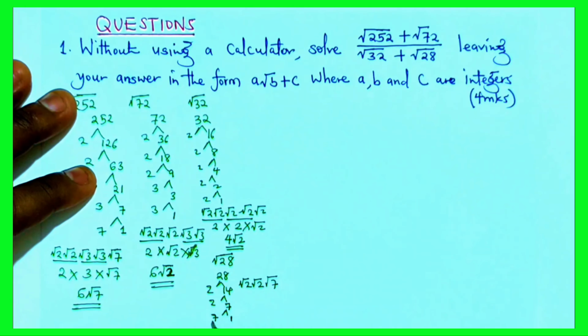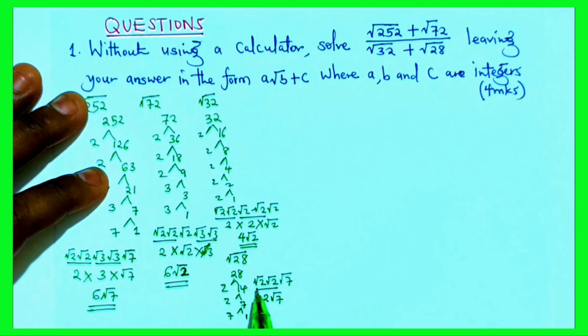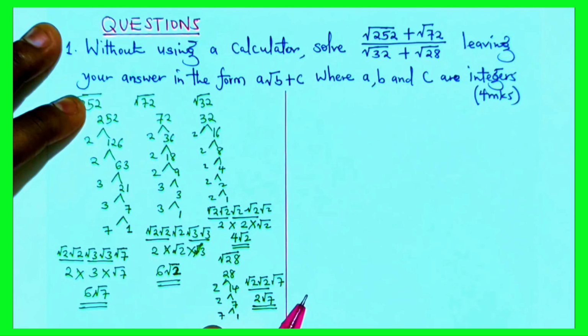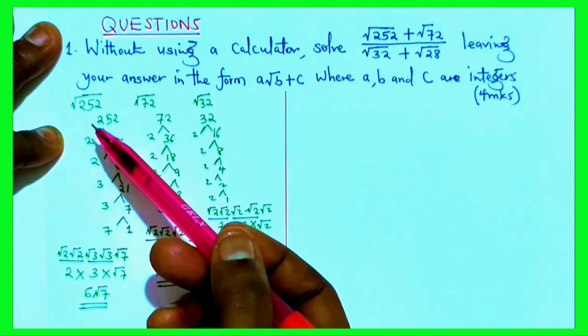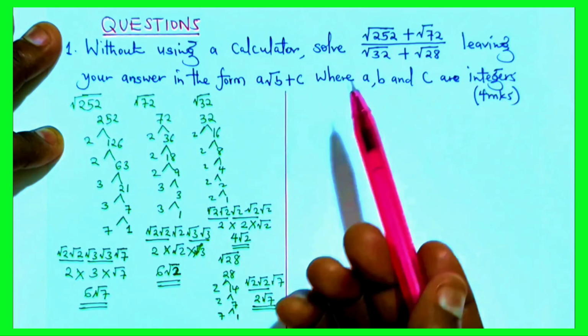So this is the prime factorization of 28, which can be simplified into root 2 multiplied by root 2 and then multiplied by root 7. And so when you multiply root 2 by itself, you end up with 2, and then you multiply by root 7. So our solution here is 2 root 7. So this is how this expression will look after we've considered the simplification of these surds. So root 52, it will be 6 root 7.